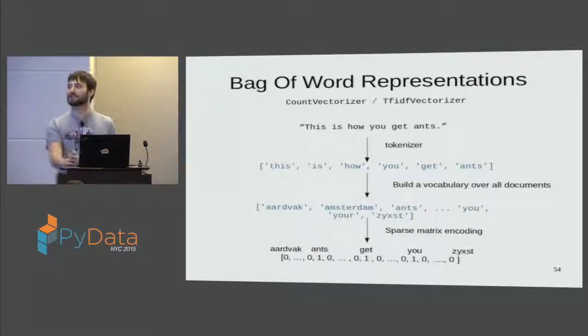So these are cool things. I'm going to go through the hashing vectorizer quickly and the kernel approximation quickly, and then we can stop for questions. So I just explained the bag-of-word representation.